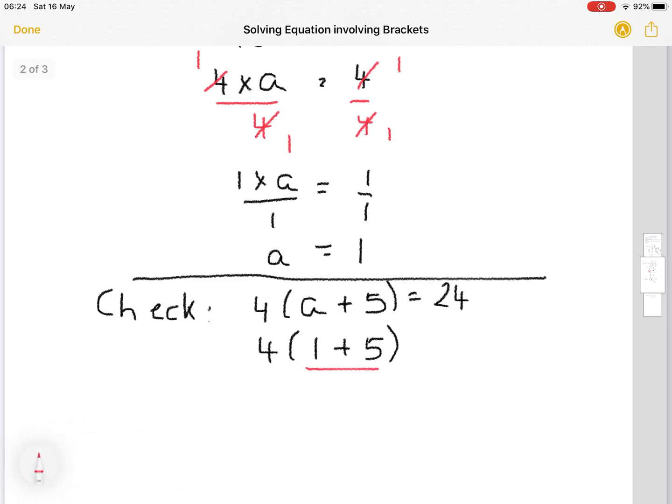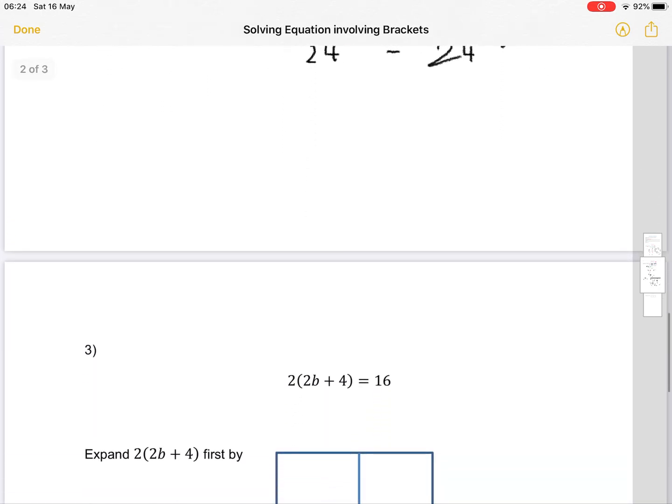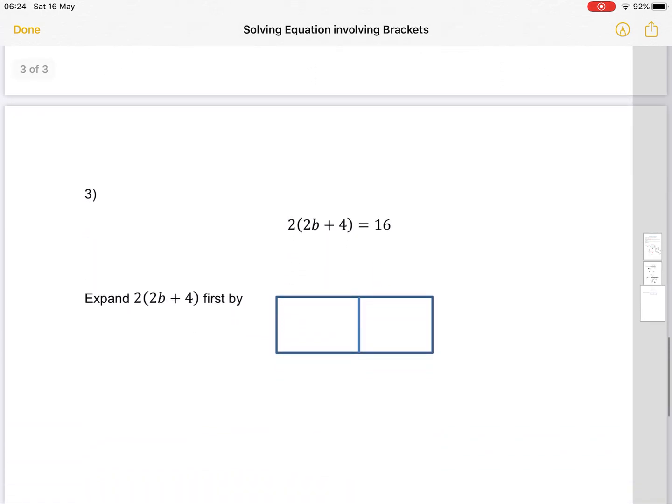I'm going to work what is in the brackets first. Remember by BIDMAS, 1 plus 5 is 6. The brackets in maths mean multiplication, so that means 4 times 6, and 4 times 6 is 24. On the right hand side there was always a 24, remember? So since the left hand side is equal to the right hand side, I can put down an equal sign. And that means also that my answer is correct. Okay, so that is the second example.